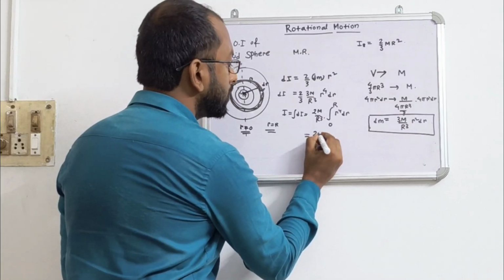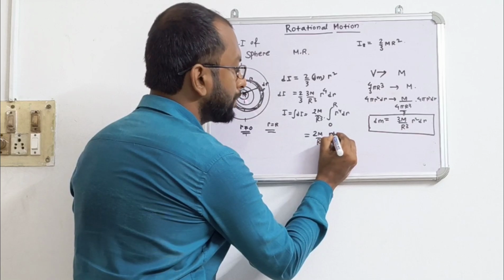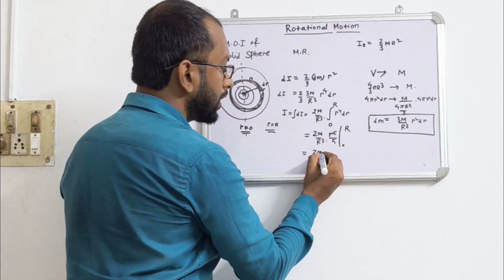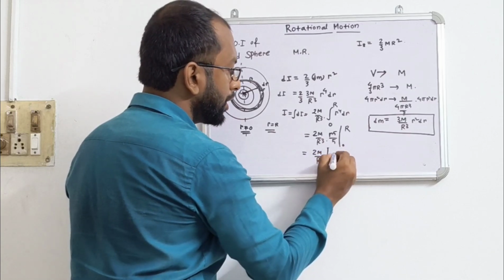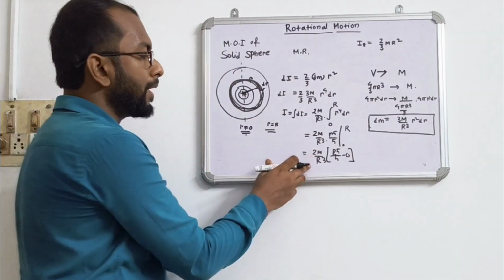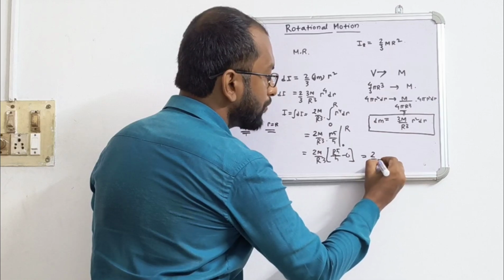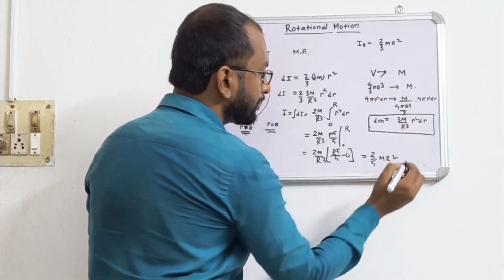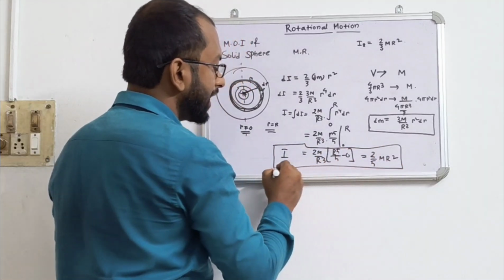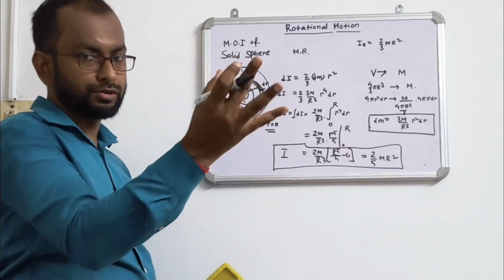Let us do that. 2m by R cube, r to the power 4 dr, integration is r to the power 5 by 5, limit is 0 to capital R. Right now 2m by R cube, it is becoming R to the power 5 by 5 minus 0. So basically it is becoming 2m by R cube into R to the power 5 by 5. So it is becoming 2 by 5 m R square. That is the moment of inertia of a solid sphere of mass m and radius R, which is rotating with respect to the axis which is passing through the center.